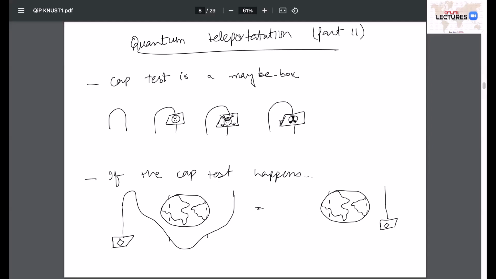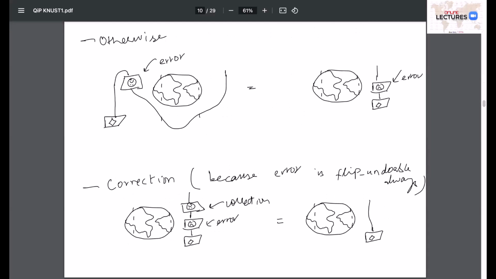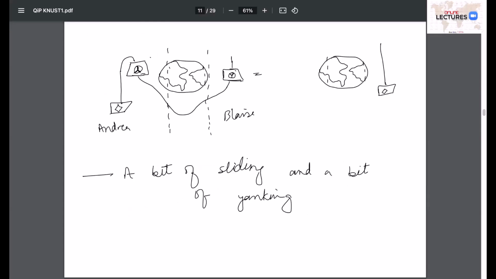Now, what about the other cases? You can have similar kind of diagrammatic representations for the other cases. So this is the one with the smiley error. This is the one with the fourth kind of error. So essentially, teleportation is achieved by a bit of sliding and a bit of yanking.